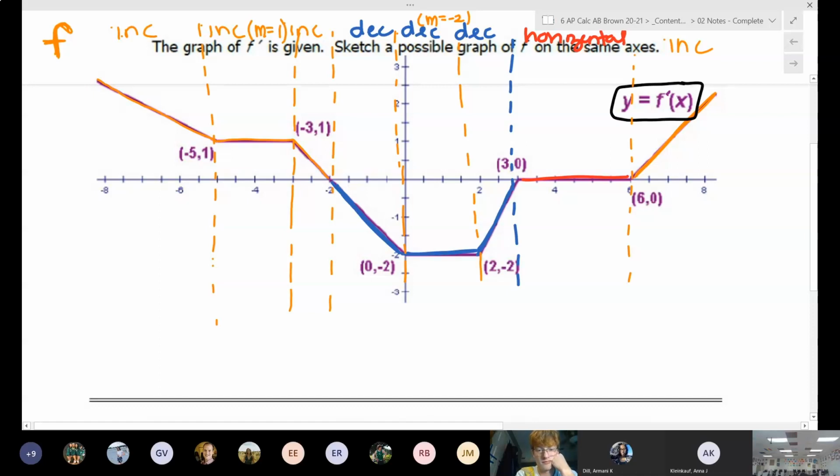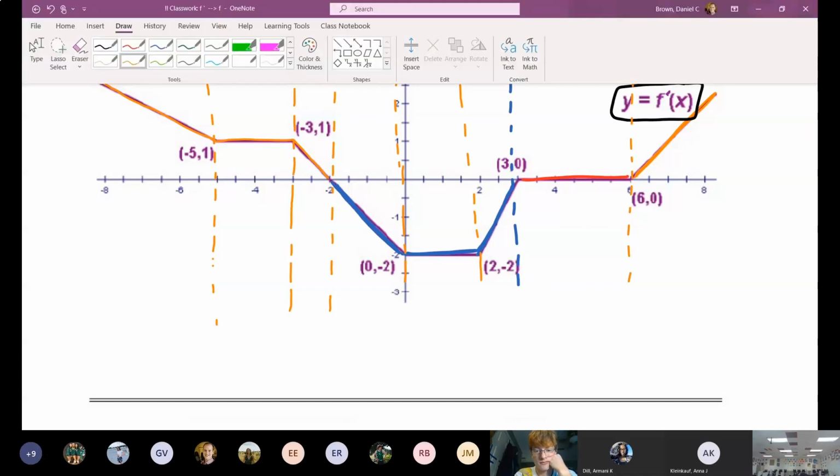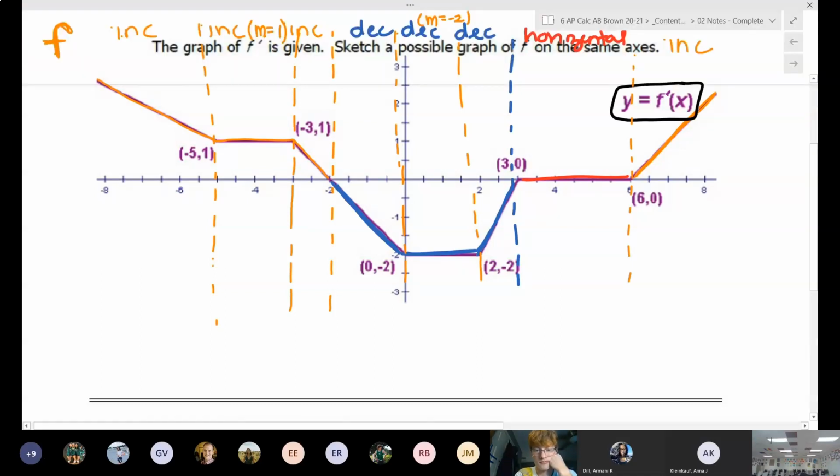So I hope we're not too confused with all my markings on here, but let's go ahead and talk about the concavity, and then we'll be able to draw this out. When your derivative is decreasing, what is the original function going to be? Try again. So again, like right here, the derivative is decreasing. When f prime is decreasing, what does that mean in terms of f?